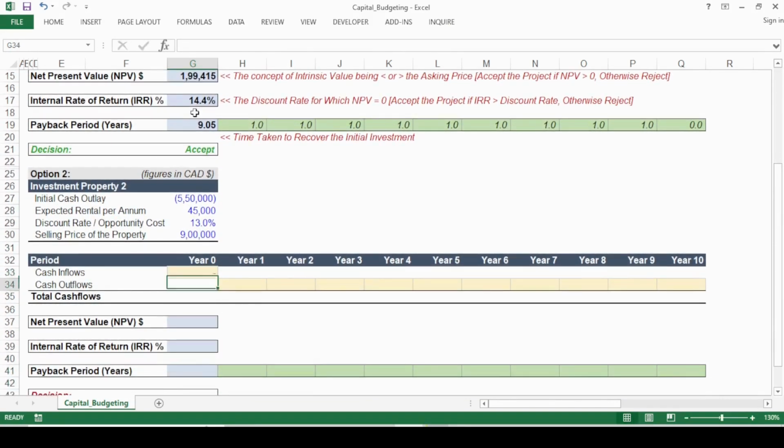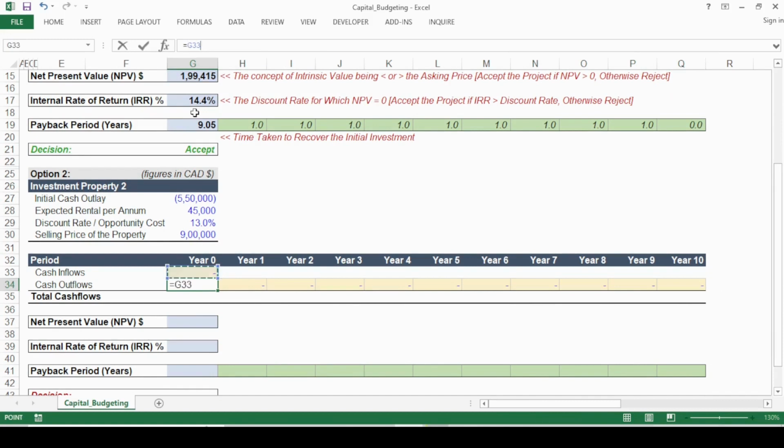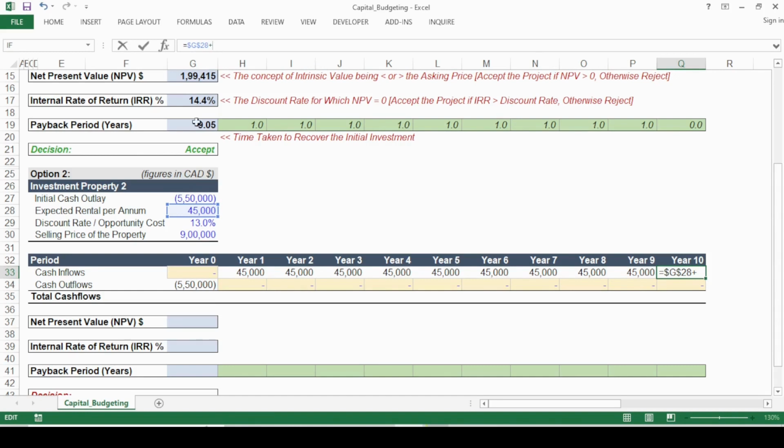So the initial cash is going to be 0 and the cash outflows are also going to be 0 in the subsequent periods. The cash outflow here will be this, and the cash inflows are going to be $45,000. I will just anchor the cell and replicate all these values in the other cells as well, and I'll also make an adjustment in the last year for the selling price, and this is the total cash flow.